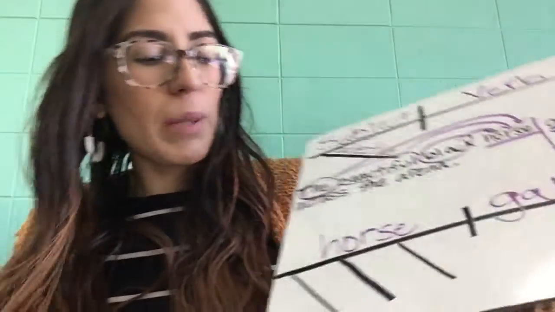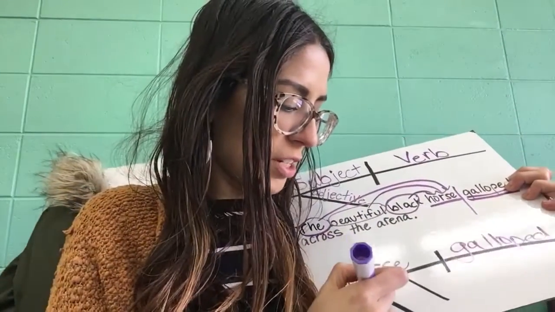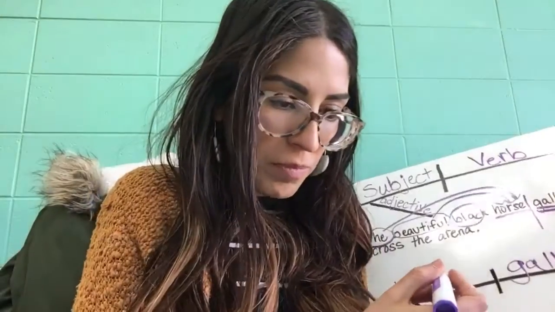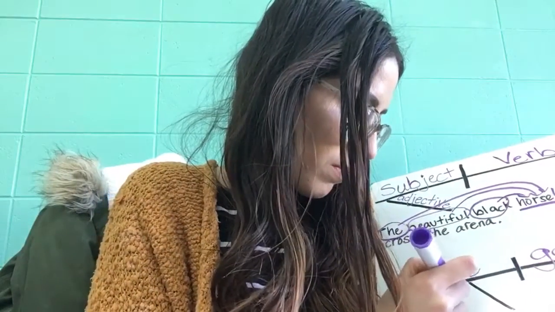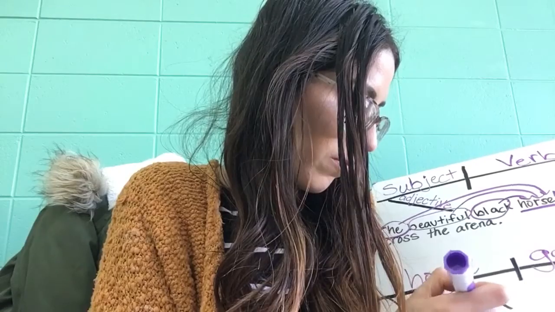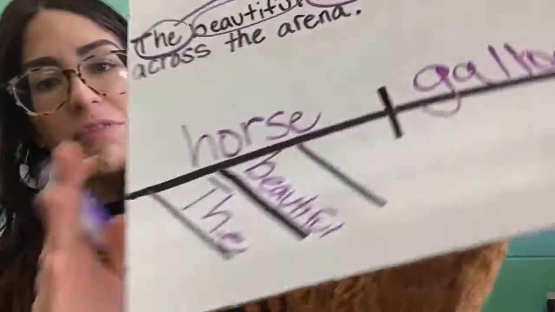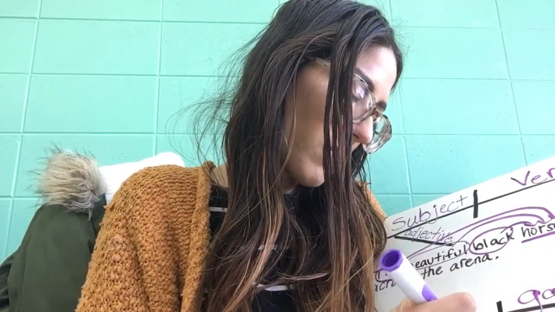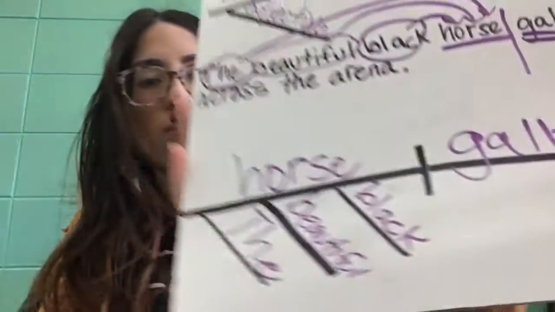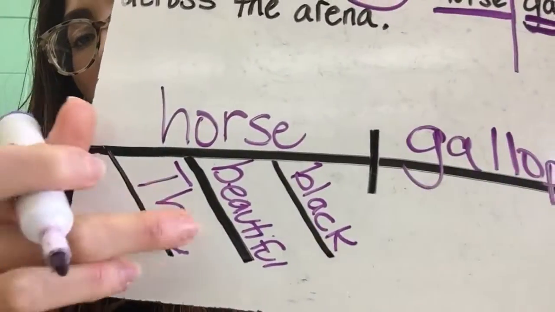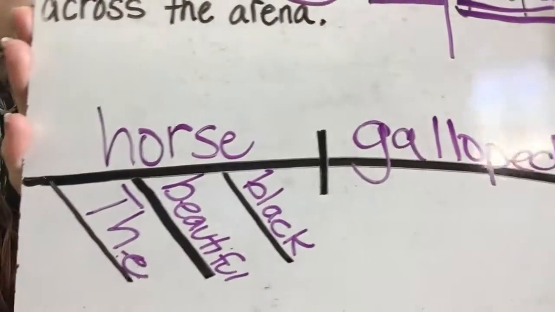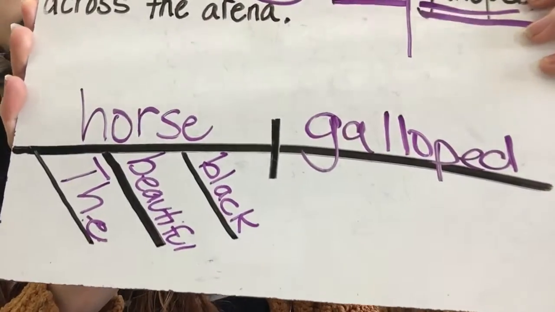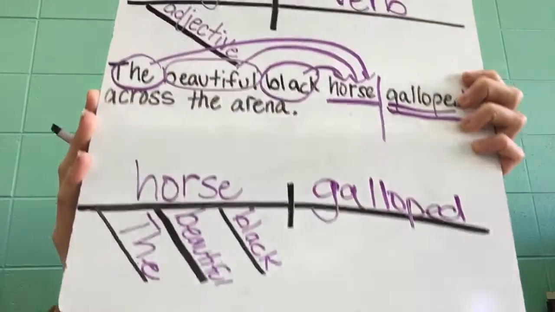So we're going to put them in order. The comes first, right? See that? Then we're going to put, let's see here, beautiful. Beautiful's next. And then the last one is black. Black. The beautiful black horse. And that's how you are writing it. So that's just a review.